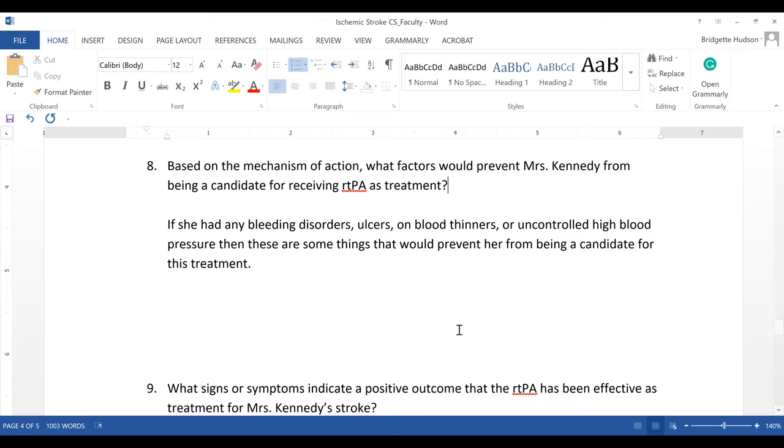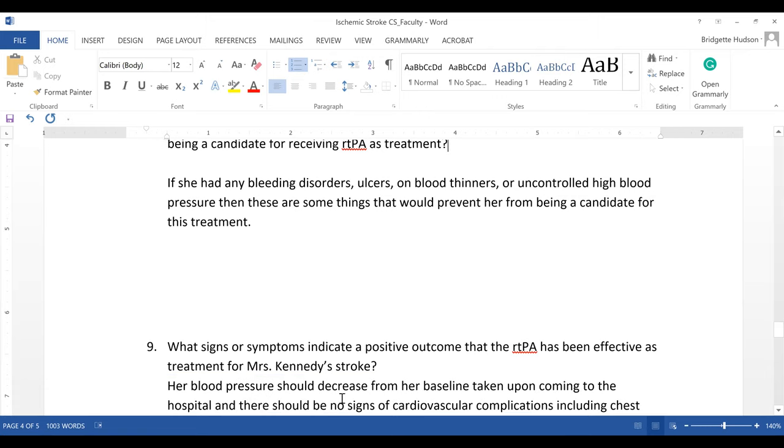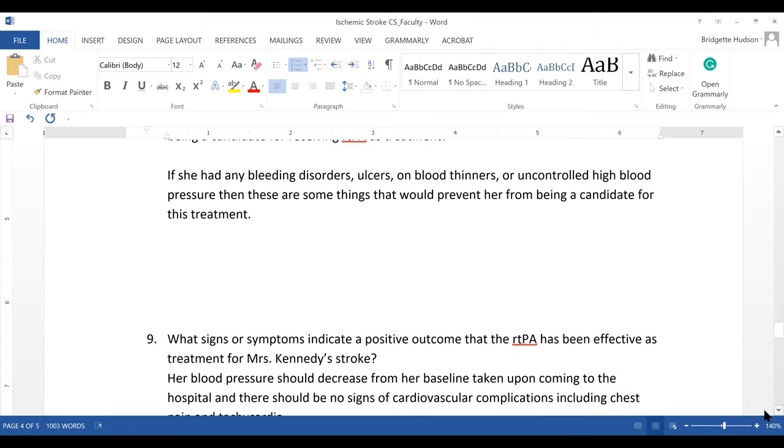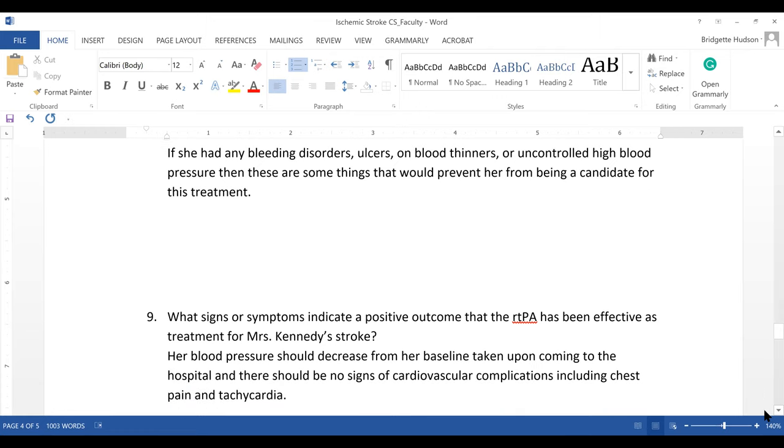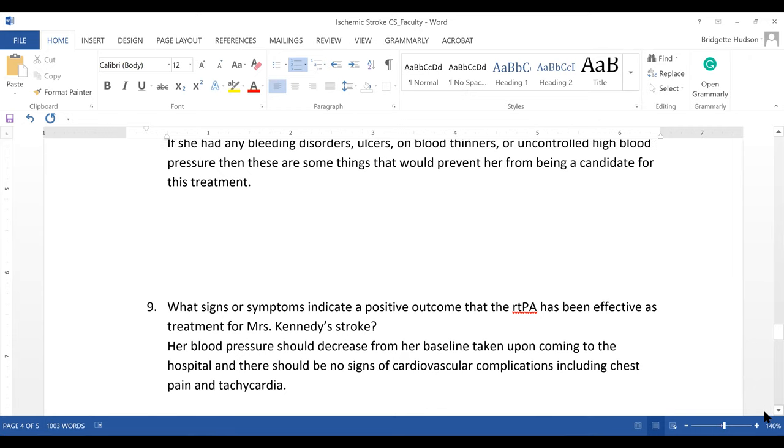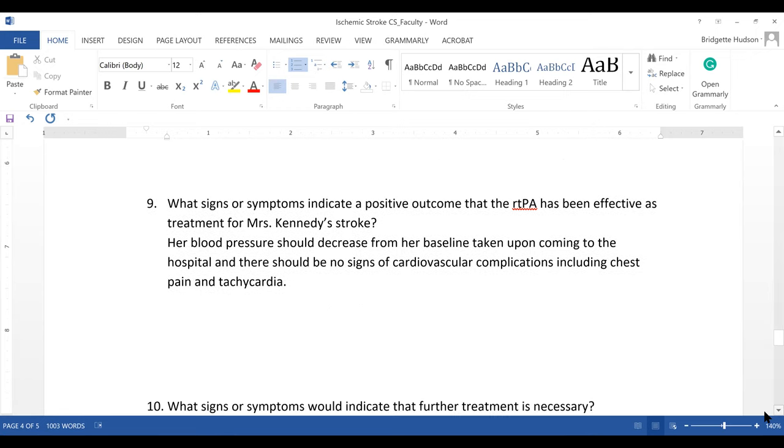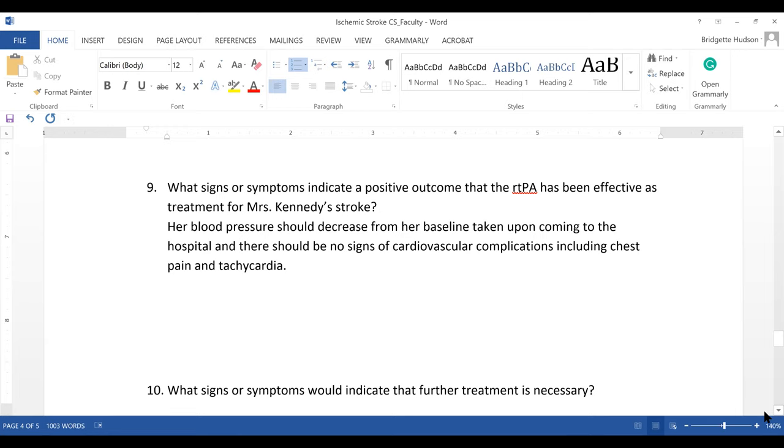Okay, like it. So her blood pressure would decrease from her baseline taken upon her arriving at the hospital facility. So it would be less than 144. There'd be no signs of cardiovascular complications like chest pain and things like that. She'd start seeing some resolution of her weaknesses, and she wouldn't have any tachycardia, but she didn't have it anyway. She had a pulse of 88. Last question. What signs or symptoms would indicate that further treatment is necessary?